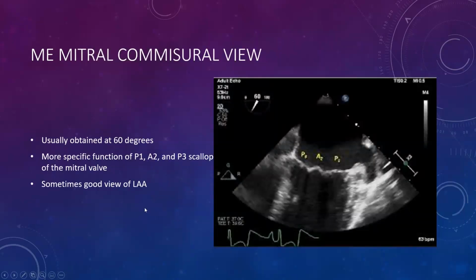If you change your omniplane from 0 degrees to 60 degrees while focusing on the mitral valve, you get this mid-esophageal mitral commissural view. This is particularly useful in delineating the different scallops of the mitral valve. Not something terribly useful in the critical care or emergency care setting, but you can sometimes get a good view of the left atrial appendage if you have a patient who you need to do a cardioversion, but you want to rule out a left atrial appendage thrombus. You can sometimes get a good view of it here in this 60-degree view.